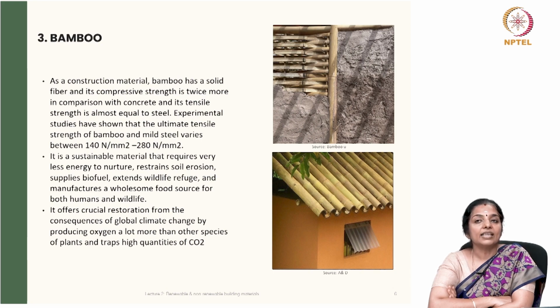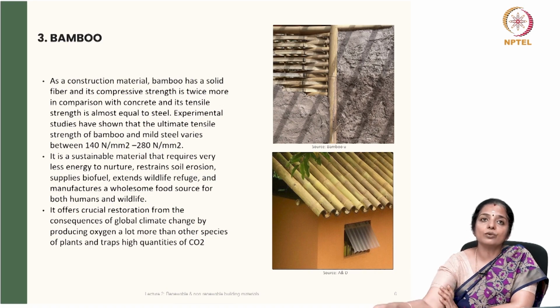Experimental studies have shown that the ultimate tensile strength of bamboo and mild steel varies between 140 Newton per millimeter square to 280 Newton per millimeter square. It is a sustainable material that requires very less energy to nurture, restrains soil erosion, supplies biofuel, extends wildlife refuge and manufactures a wholesome food source for both humans and wildlife. It offers crucial restoration from the consequences of global climate change by producing oxygen a lot more than other species of plants and traps high quantities of carbon dioxide.